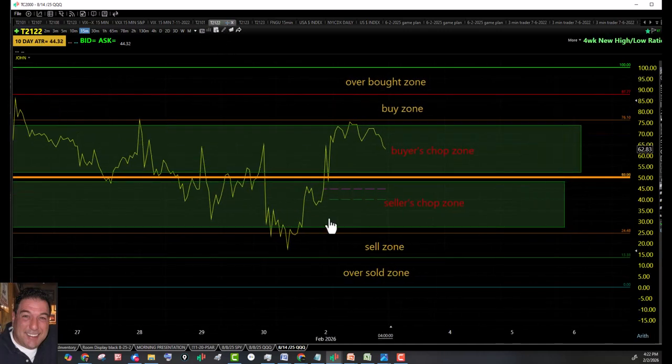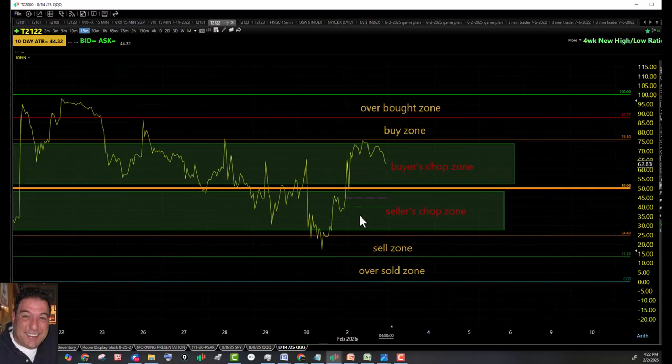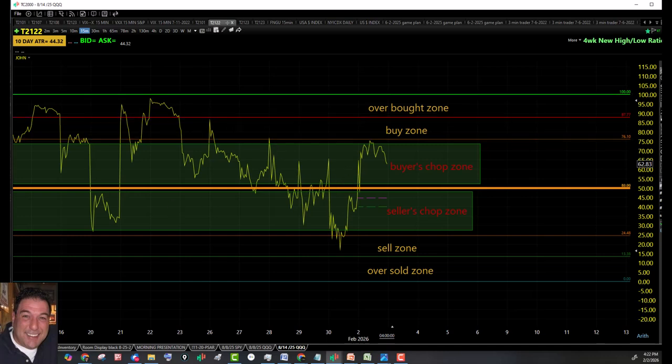T2122. Nice work on the bulls on this. They managed to climb out of the sell zone into the seller's chop zone, and they got on the other side of the 50-yard line, a little football term, or the midcourt, midfield, half court. They consolidated up here, and they kind of broke this downtrend line. If I were to draw a line right there, see how they broke that?